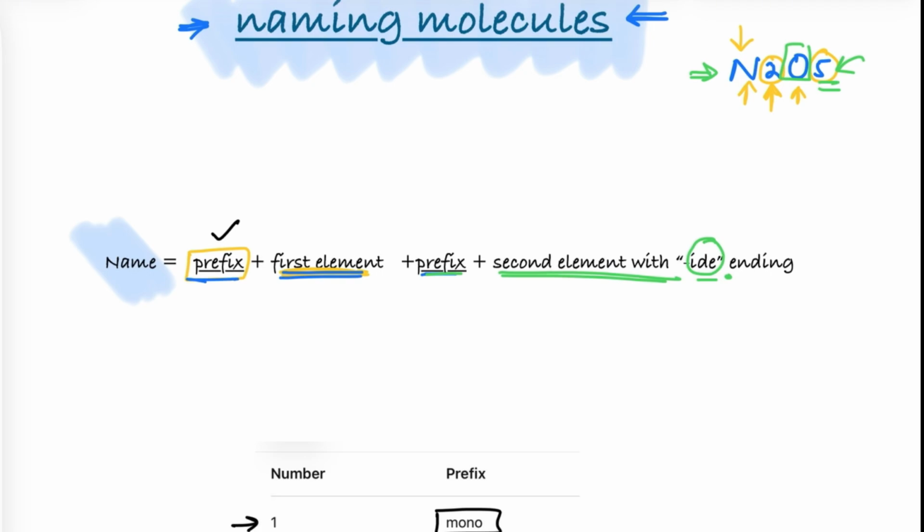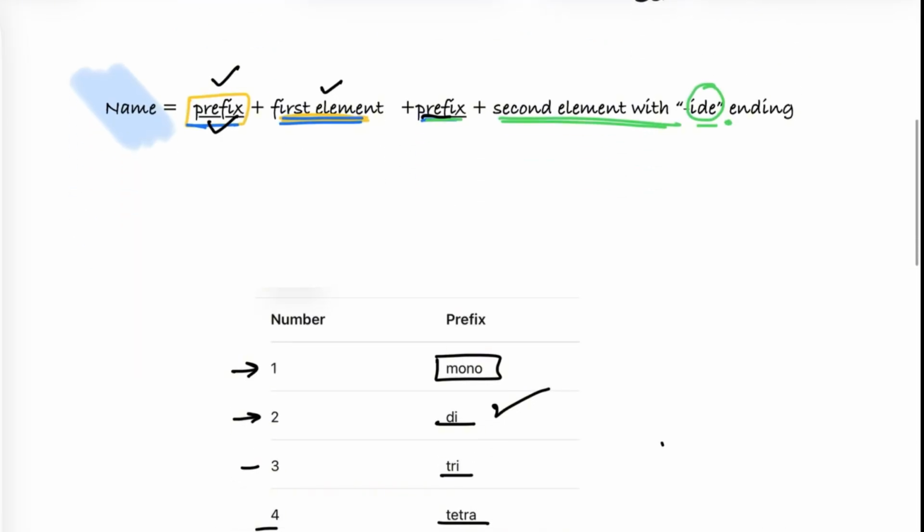Alright, so first things first, use the prefix to show how many atoms are present. So 2 atoms are present, di. And what is the name of this element? You can go and check in the periodic table. Nitrogen. Great. Dinitrogen. Okay, how many atoms of the second element are present? 5. We're going to use the prefix penta, right?